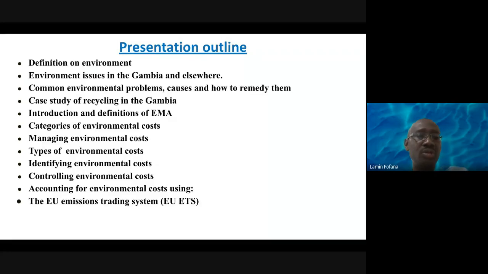Okay, so we're going to look at the EU emission trading. Unfortunately, we don't have one in Africa. I don't know of any. Otherwise, we could have used that. So we have to use the European Union emissions trading. And finally, we're going to look at a question on the EU environmental trading system.